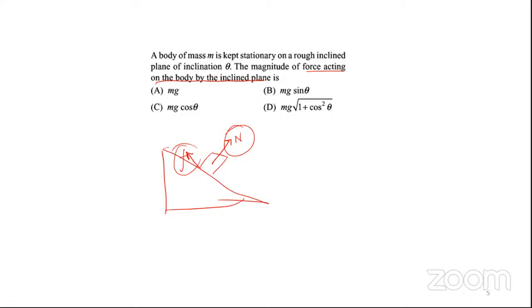They haven't given us the coefficient or anything. They don't need to. We have been given mass m, we have been given theta, and we all know there is g also available to us. That is sufficient.